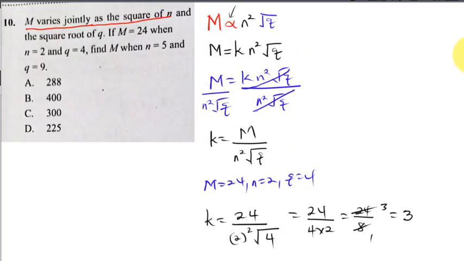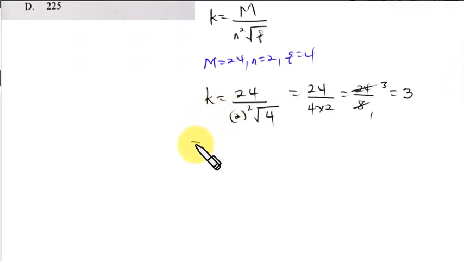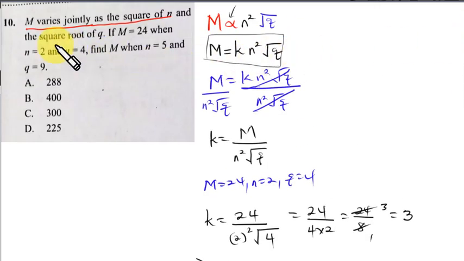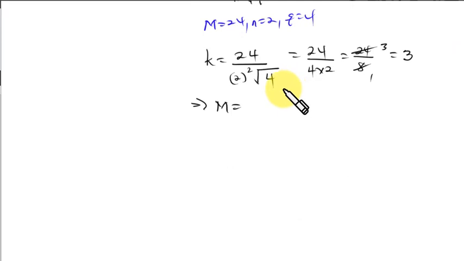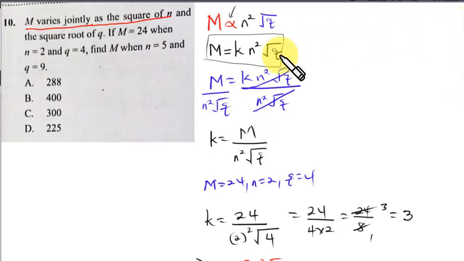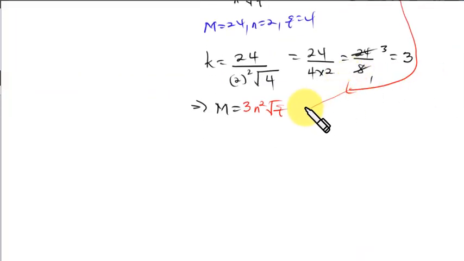All right, so let me now find the expression. This implies that capital M equals small k, and now I know small k is 3, so that's going to be 3 n squared root q. That is what we're going to have here. So I know k, so I'll put small k down here. This is the expression we have.